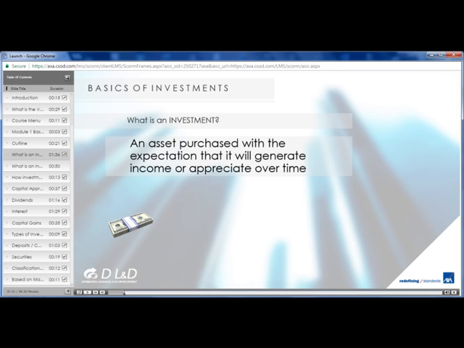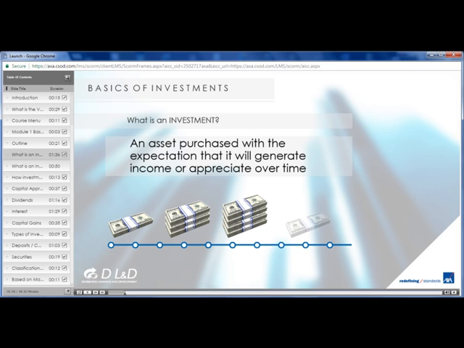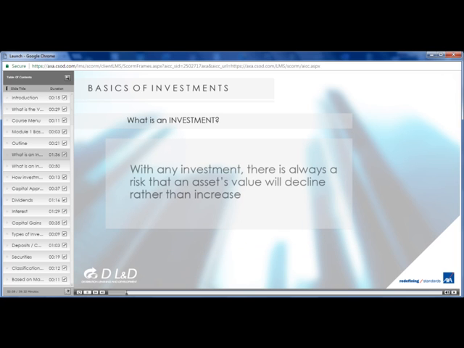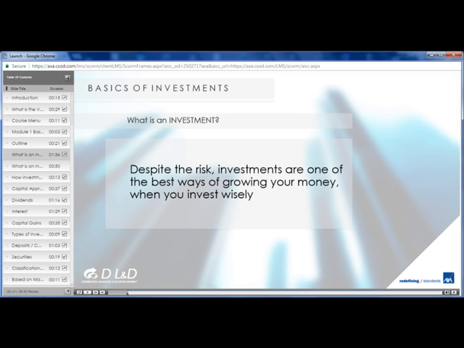Imagine if someone follows sound investment practices. The longer they invest, the greater the chance they'll grow their wealth. On the other hand, the shorter the period of investment, the risk is higher of that investment losing money. Remember that with any investment, there is always a risk that an asset's value will decline rather than increase. But despite the risk, investments are one of the best ways of growing your money when you invest wisely.